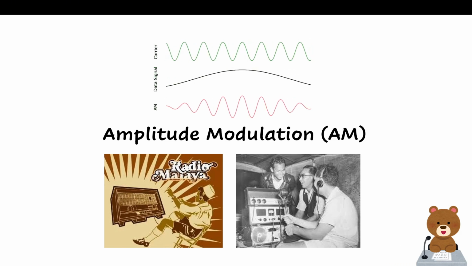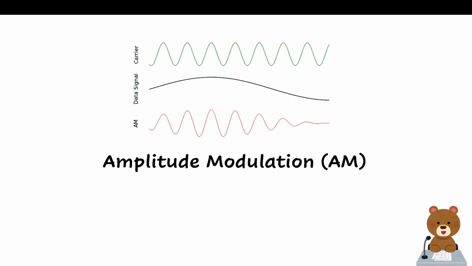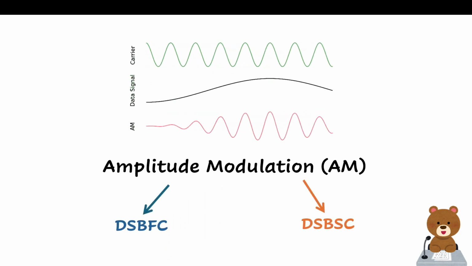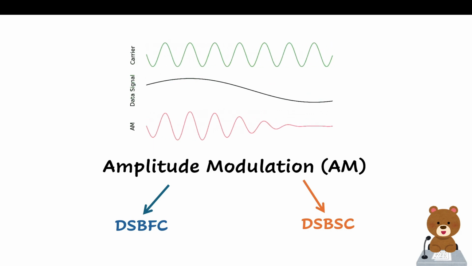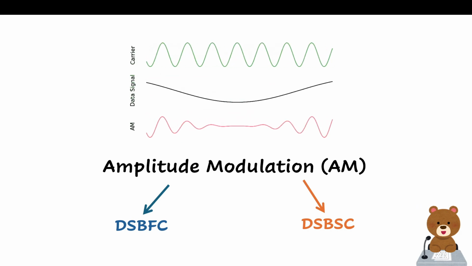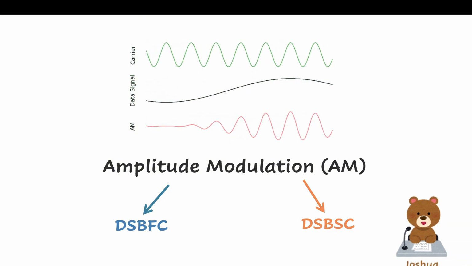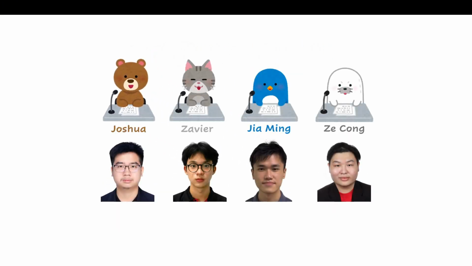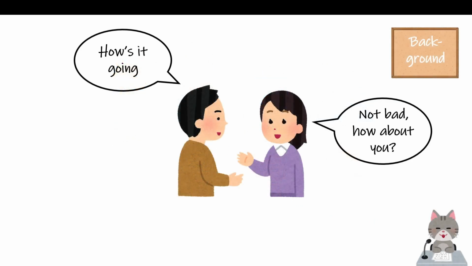for broadcasting in Malaysia. So now let's move on to compare two of the most common types of AM, DSB-FC or double sideband full carrier, as well as DSB-SC, double sideband suppressed carrier. I'm Joshua, and together with my friends Xavier, Jiaming and Tetsung, we are going to make this as easy and visual as possible. Let's start with the basics.